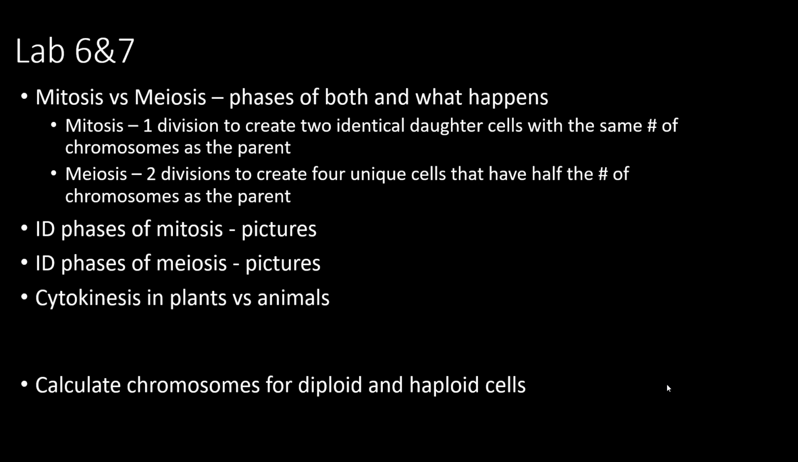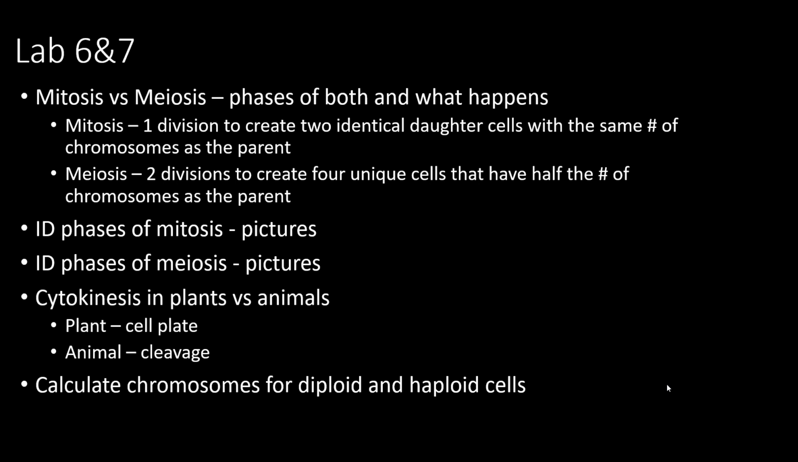We also see for cytokinesis in plants and animals, there's a difference. And the main reason is because of the presence of the cell wall in plants. Since they have a cell wall, they have to build a cell plate when they divide into 2. Whereas animal cells do not, and they create what we call the cleavage furrow.